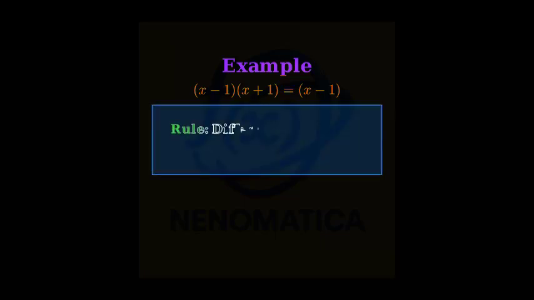We want to solve the equation x minus 1 times x plus 1 equals x minus 1. The first step is to multiply the factors on the left side. So x minus 1 times x plus 1 equals x squared minus 1. This is because we're using the formula a minus b times a plus b equals a squared minus b squared. In this case, a is x and b is 1.